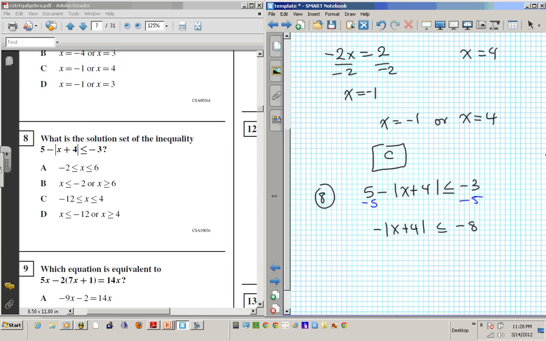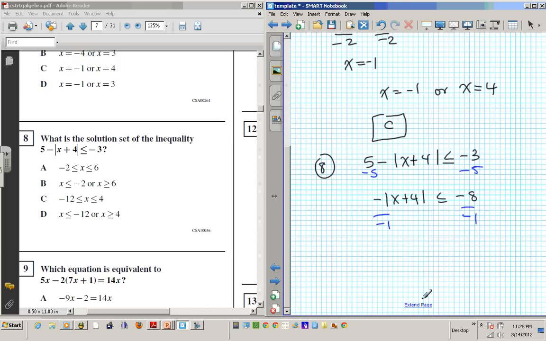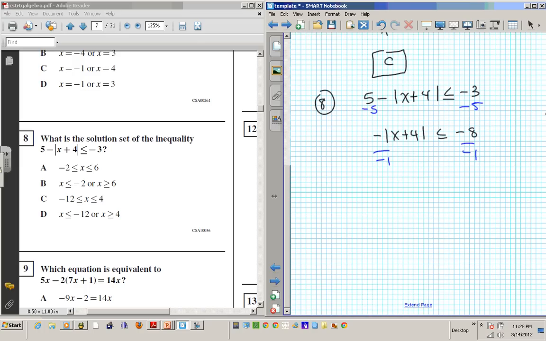To get rid of this minus, we divide both sides by negative 1. Anytime you divide by negative 1, you switch the inequality, right? So this becomes absolute value of x plus 4 is greater than or equal to 8. Now, if you have greater than or equal to, we have to split this equation. We can sandwich it, right? Because when we do a minus, this arrow points in a different direction. So we're going to go plus or minus x plus 4 is bigger than or equal to 8.